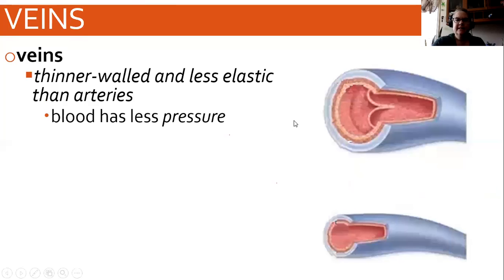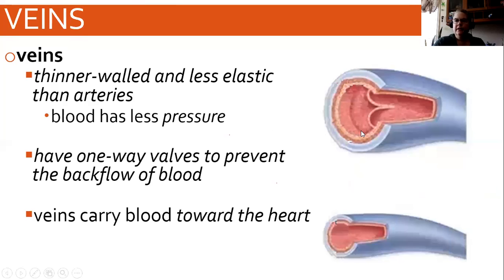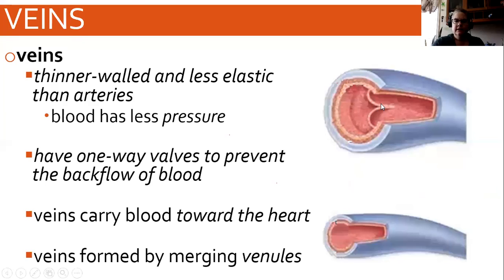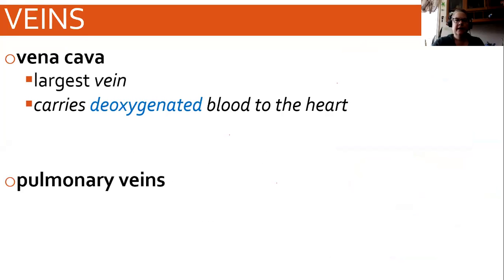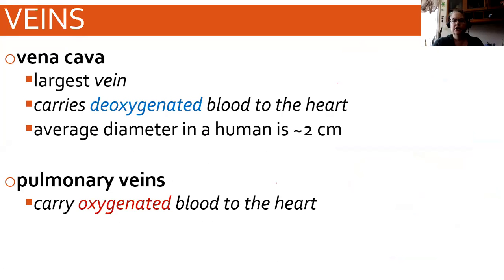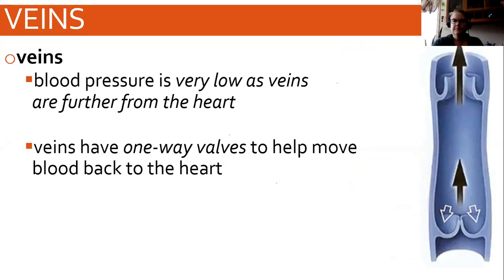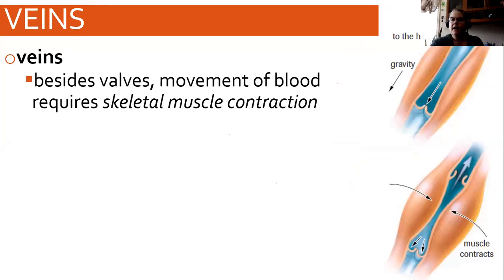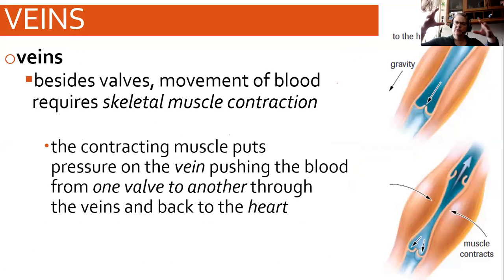Okay. Our veins, okay, lower blood pressure, so they require valves, and they carry blood back to our heart. Okay. And we know our largest vein is our vena cava, carrying deoxygenated blood to the heart, and then our pulmonary veins carry oxygenated blood back to the heart. All right. We talked about veins, and we talked about how it's really important for muscle contraction to happen, because really what happens is our muscle contracts, it pushes the blood through the vein to the next valve, and then it contracts again, pushing the blood to the next valve, and then slowly that blood moves its way back to the heart. Okay.